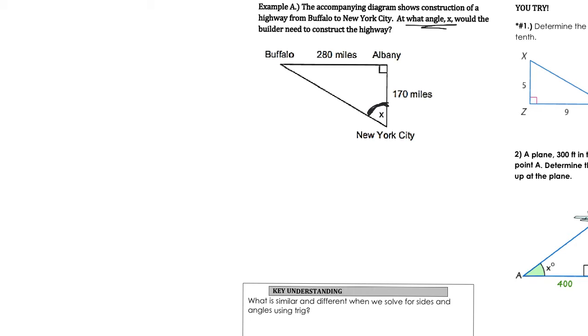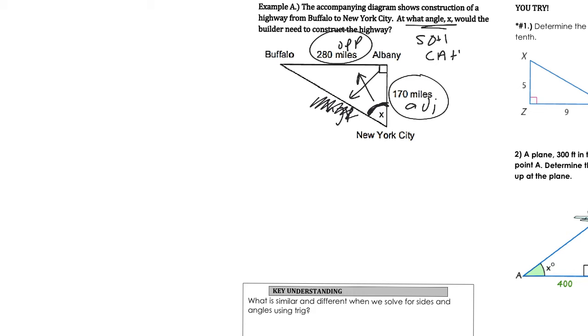So let's start by labeling our sides. Across from the angle is opposite. Across from the 90 is the hypotenuse. Next to the angle is the adjacent. So I have adjacent and I have opposite here. I don't know the hypotenuse and I'm not asking about it, so I'm not going to use it. So think about SOH CAH TOA to help us set up our trig ratio. Opposite and adjacent go with TOA, so it's tangent. I don't know my angle, so that's my x.